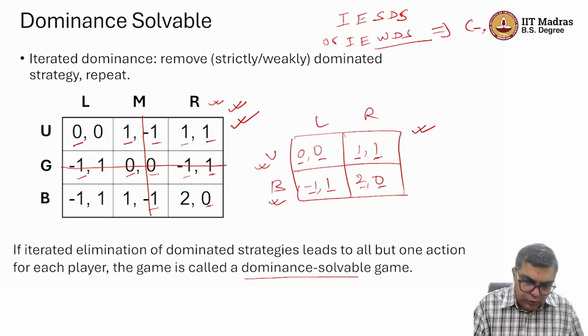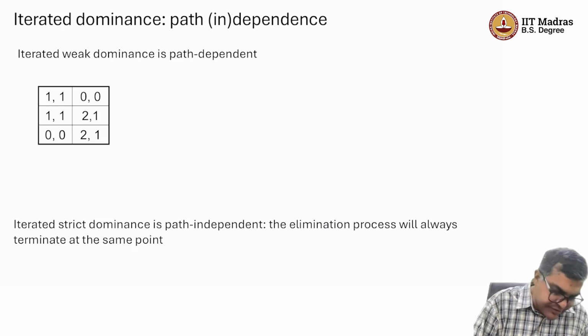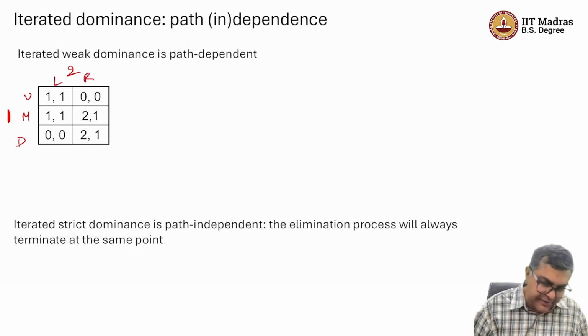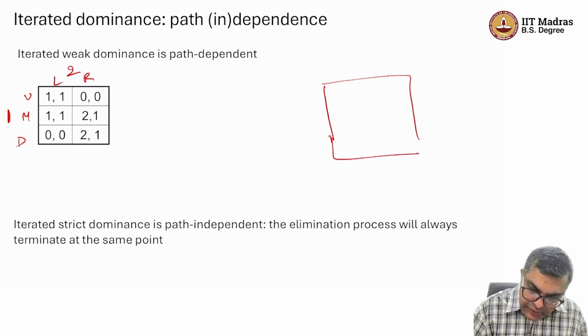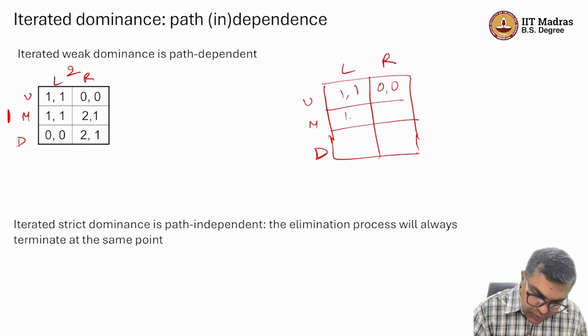So before we close this video, let us look at the problem that we have with iterated elimination of weakly dominated strategy. Here is a game. We have two players, up, middle, down, left, right. And we will do it twice in two different ways. We will have the same game here: U, M, D, L, R, with payoffs 1,1, 0,0, 1,1, 2,1, 0,0, 2,1.